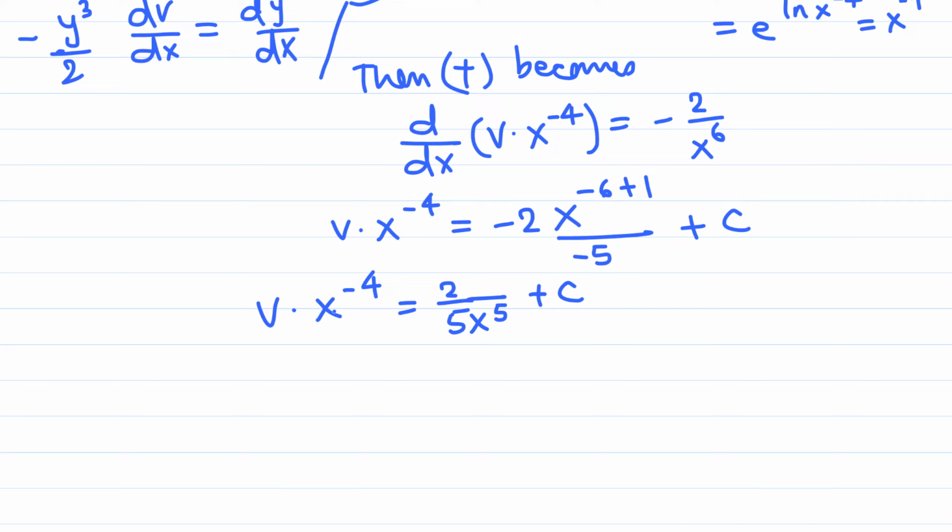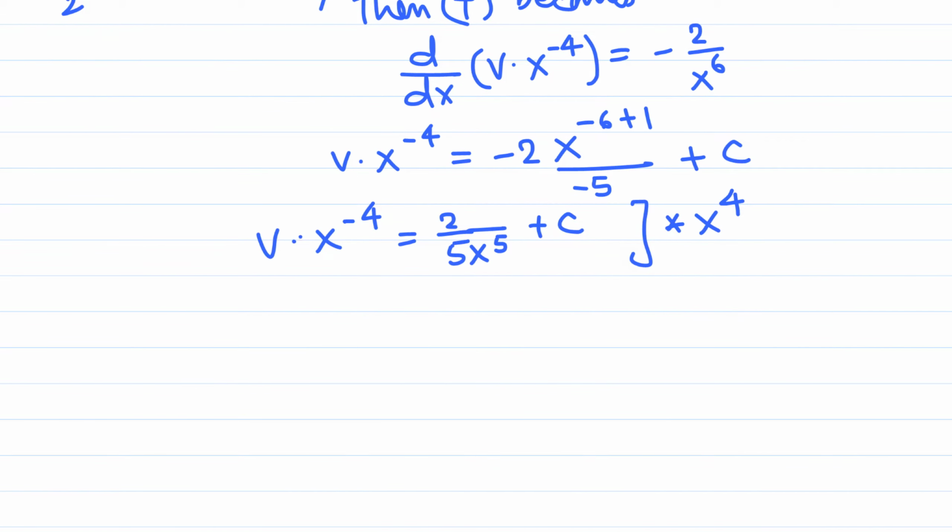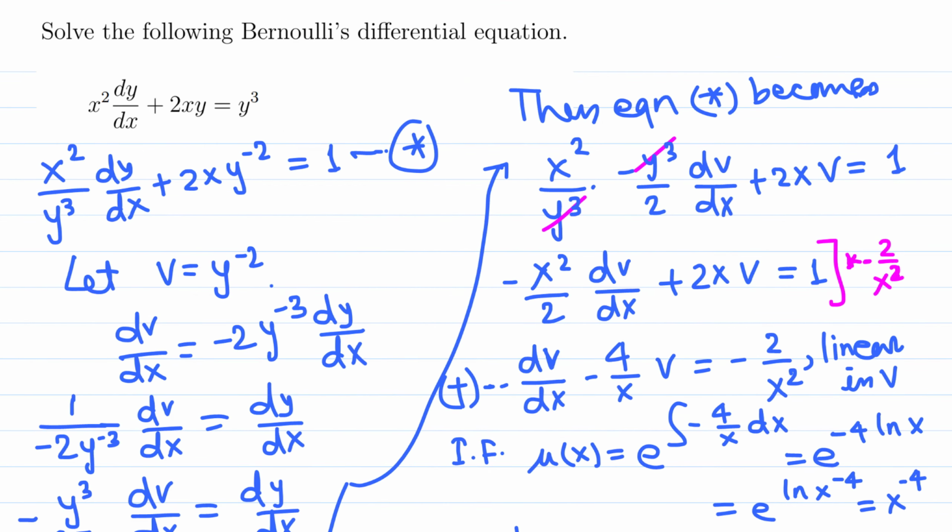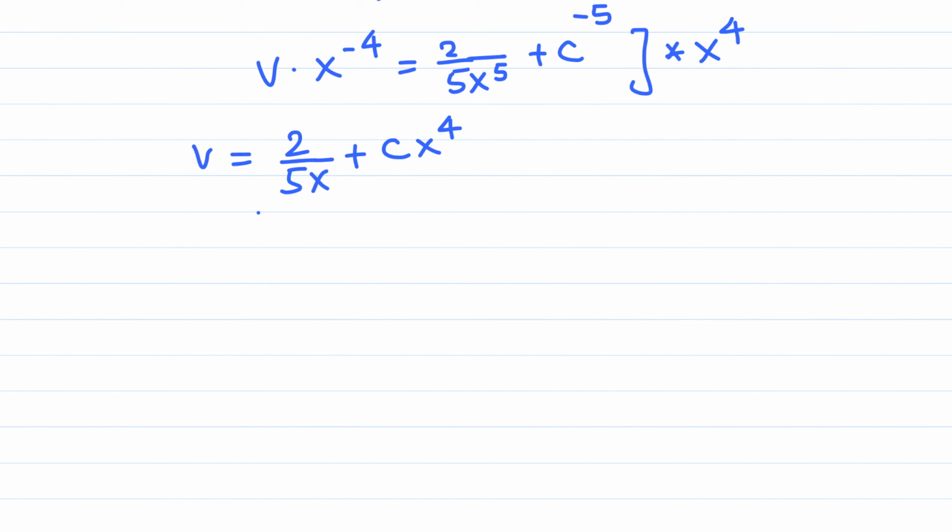Okay, x to the negative 4 is 1 over x to the 4th. So let's multiply through by x to the 4th. Then v equals 2 over 5, the 4 copies cancel, x to the 5th means 1 copy left, plus c times x to the 4th. Okay, that's v, almost done. But v was y to the negative 2. So y to the negative 2 is 2 over 5x plus c x to the 4th.